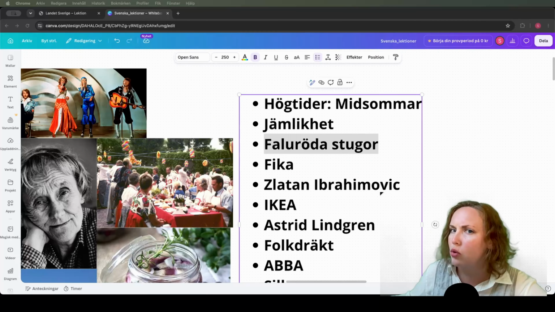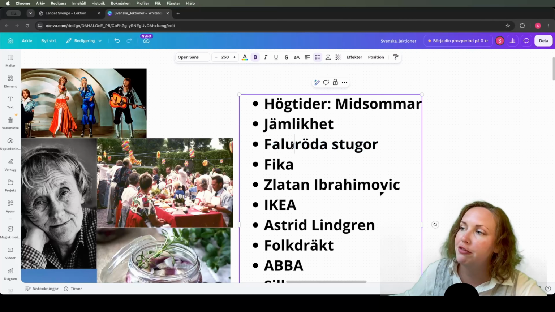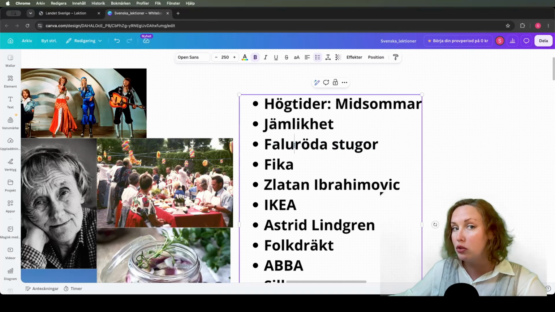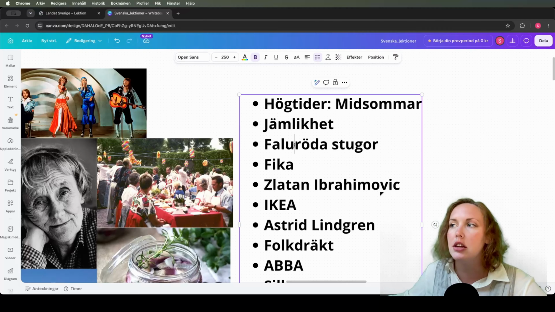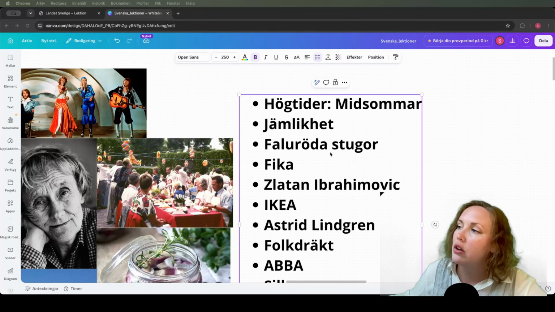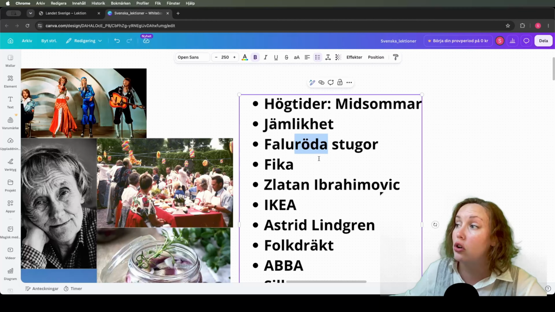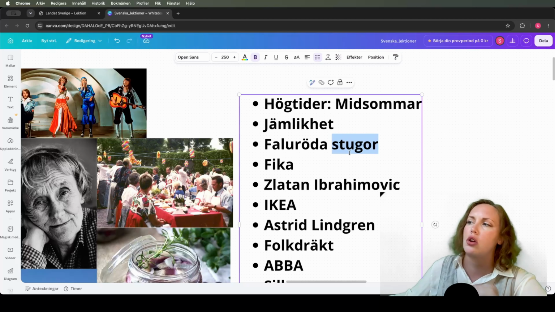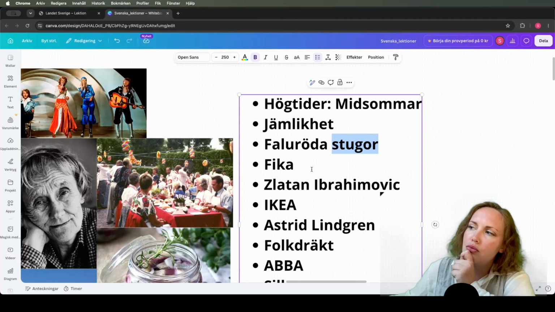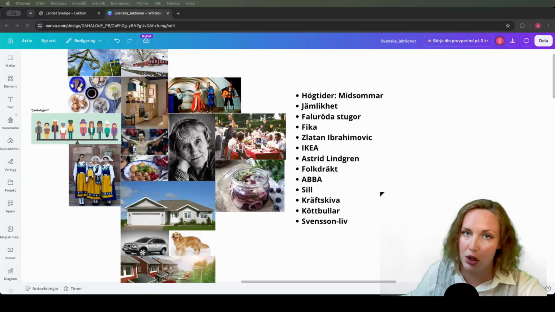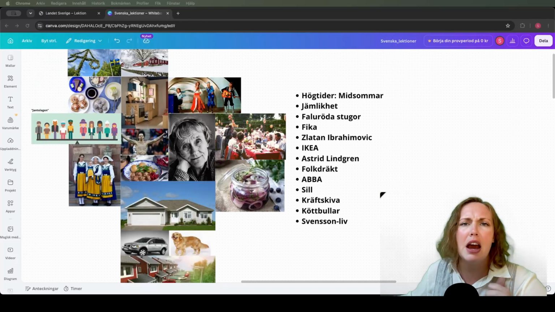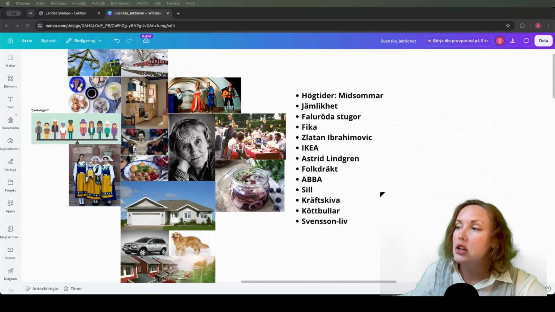Faluröda stugor. I can tell you this. Falu is short for Falun, which is a city in a county called Dalarna in Sweden. Röd is red. Röda is red in plural. And stugor. What can that be? En stuga in Swedish is a house or a cottage.